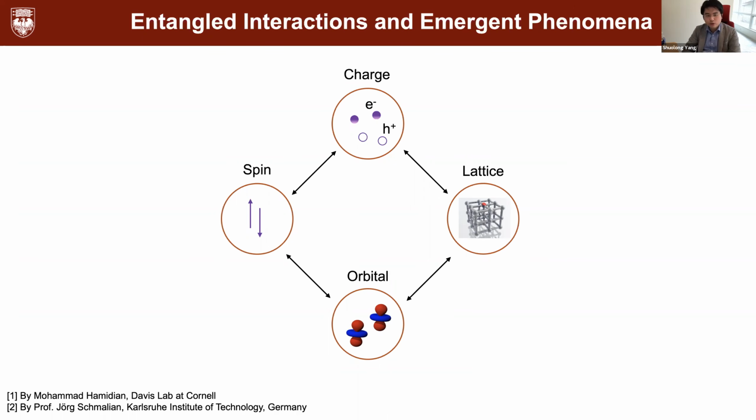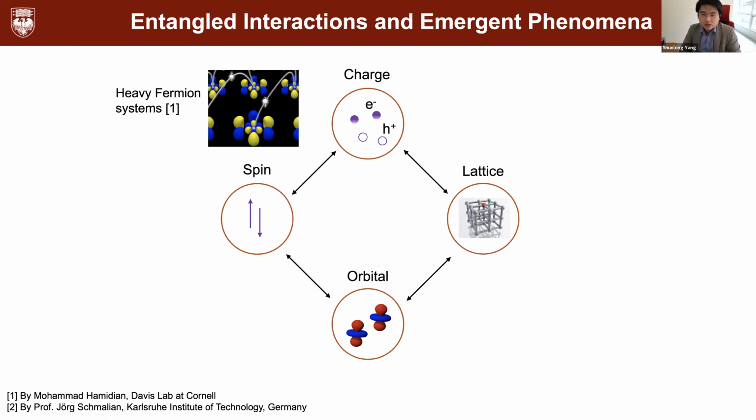Let me give you a few examples. The interaction between charge and spin degrees of freedom can lead to heavy fermion systems, where the effective mass of electrons can exceed 1,000 times the free electron mass. The interaction between spin and orbital degrees of freedom gives rise to something we're very familiar with by now, which is the topological materials. And the band inversion is indeed facilitated by the strong spin orbit coupling.